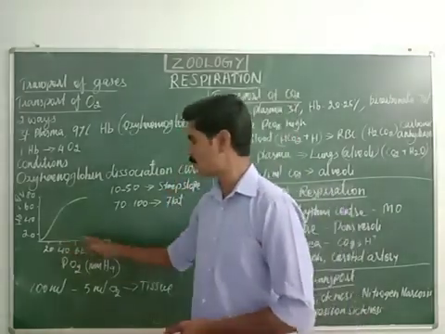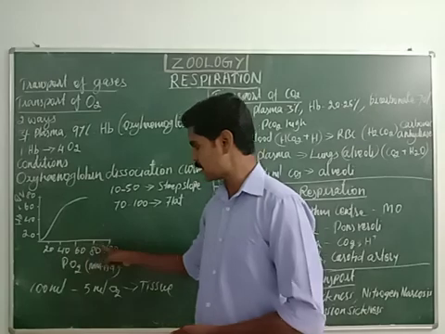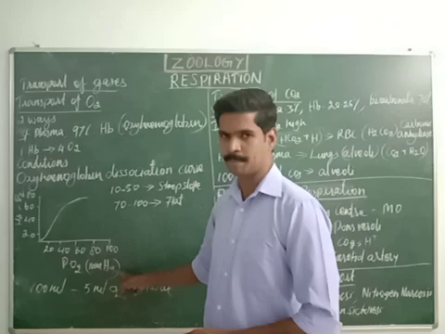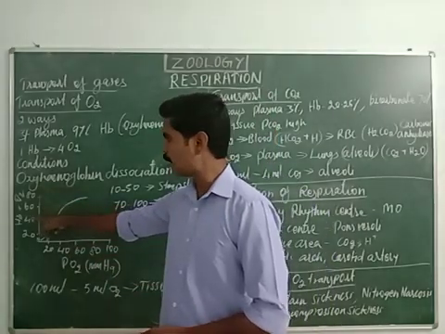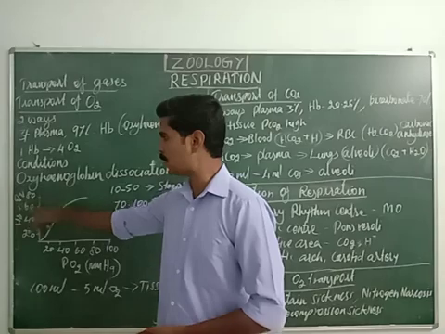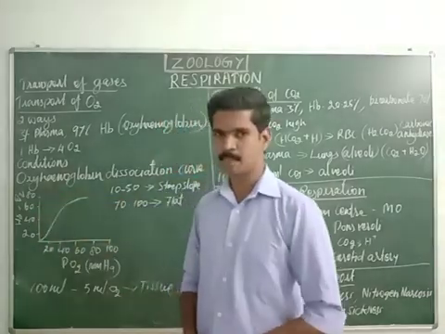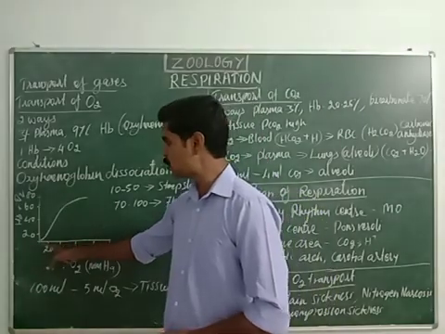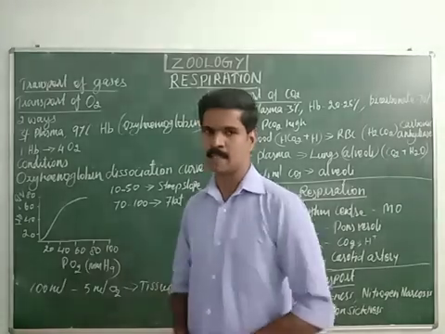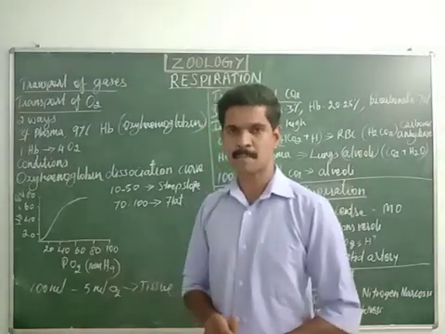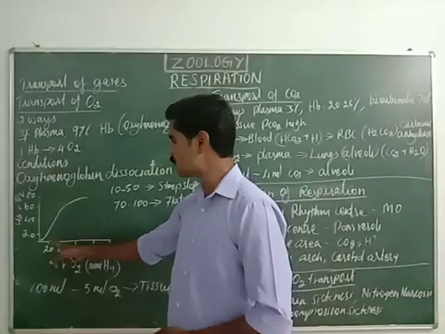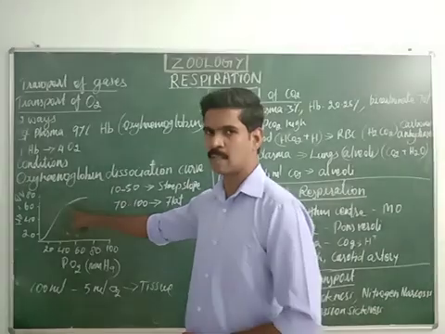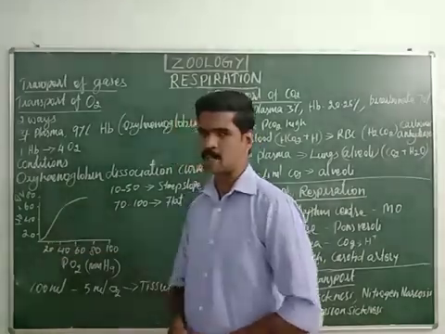See, this is the oxyhemoglobin dissociation curve. On this axis, the partial pressure of the oxygen is given in mmHg, and on this axis, the saturation of the hemoglobin molecule with oxygen is given. Listen very carefully. When the partial pressure of the oxygen is between 20 to 50 mmHg, we can see a steep slope in the curve.